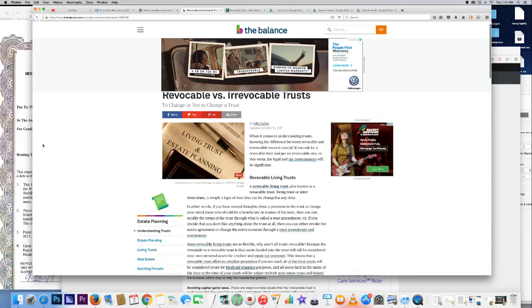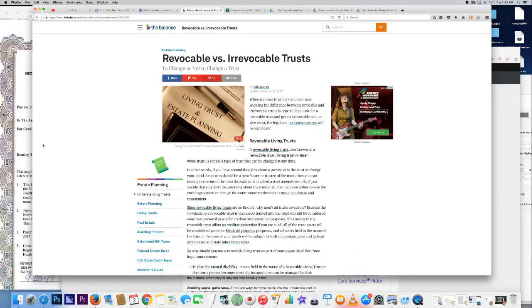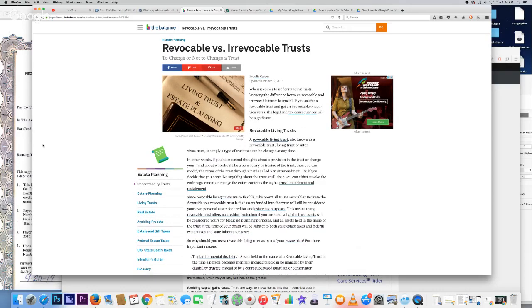Revocable living trust. A revocable living trust, also known as a revocable trust, living trust, or inter vivos trust, is simply a type of trust that can be changed at any time. So if a revocable trust can be changed at any time, that can be beneficial, depending on what you're trying to do. In other words, if you have second thoughts about a provision in the trust or change your mind about who should be a beneficiary of a trust. They tell you some secrets right here.